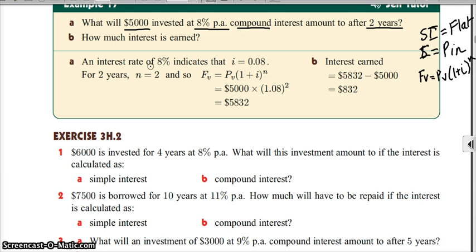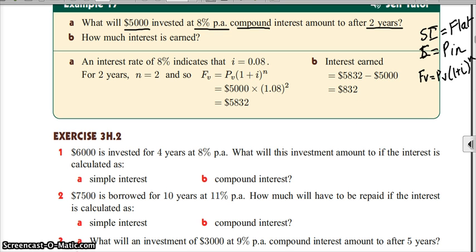That comes out to 5,832. Then they ask you how much interest is earned. Remember that you have to do FV take PV, which is what they've done there. FV, 5,832. Take your PV, which is your present value. How much did you put in? So that got you $832 in interest.